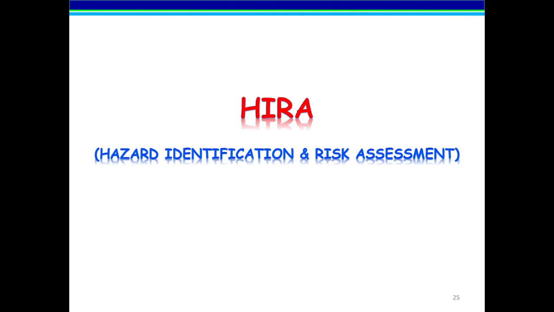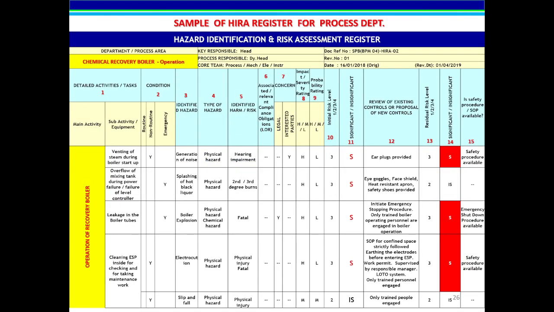HIRA means hazard identification and risk assessment. This is a sample format of a HIRA register for a process department. After doing risk and hazard study for all the activities in the processes, products and services, such of those activities which can or may cause health and physical injury are to be captured in this HIRA register format as per ISO 45001 requirement. This HIRA register will be audited by internal and external auditors.